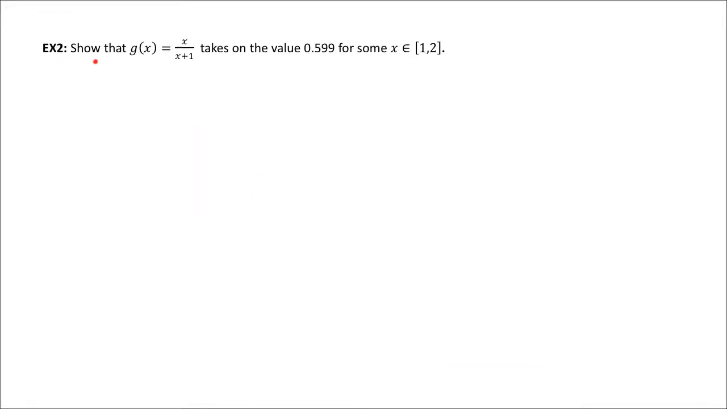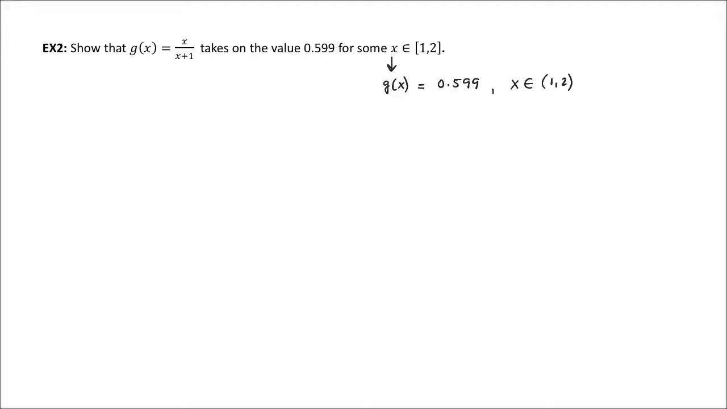Example 2 is asking us to show that g of x, which is equal to x over x plus 1, a rational function, takes on the value 0.599 for some x between 1 and 2. That means we need to show that we can find an x such that g of x is equal to 0.599. But again, this x has to be in the open interval (1, 2), because that's what the IVT will guarantee.